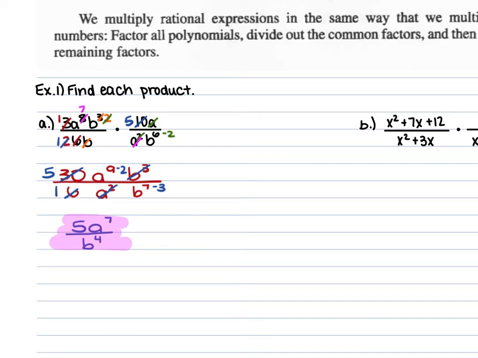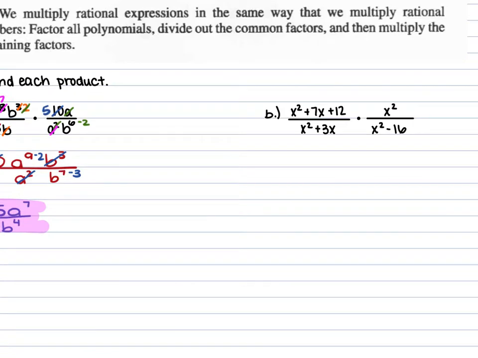It makes things a little bit more complicated, so you've got to keep reminding yourself of the different parts, or again, you could just multiply straight across like we did and then simplify. For example B, we have x squared plus 7x plus 12 over x squared plus 3x times x squared over x squared minus 16. We are going to factor every single part of these two fractions that we can in order to simplify before we multiply.